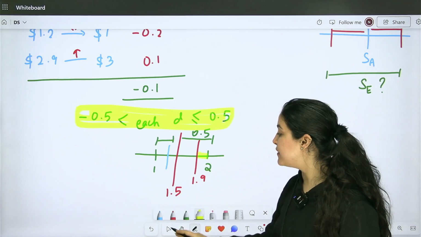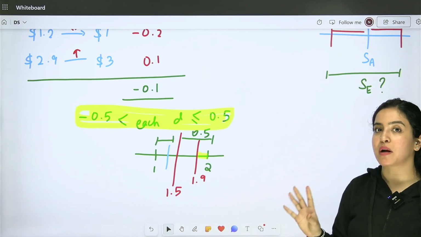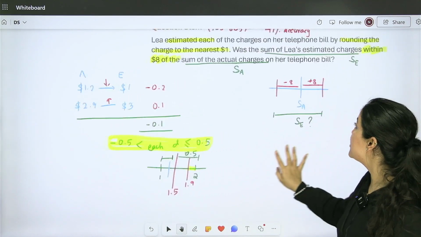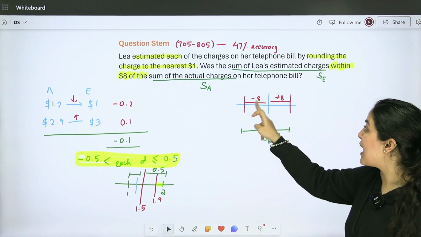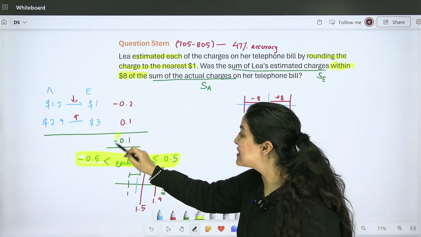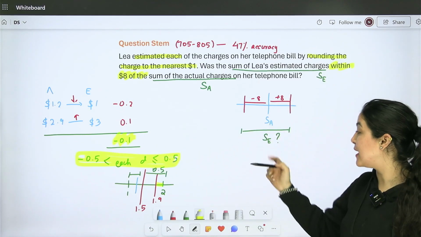Just pause the video till here if you haven't understood this. Watch this part one more time. It's very important. Why am I talking about each deviation? Because ultimately I am interested in the total deviation, which is this thing here. This is what I want to see. Is it between negative 8 and 8 or not?